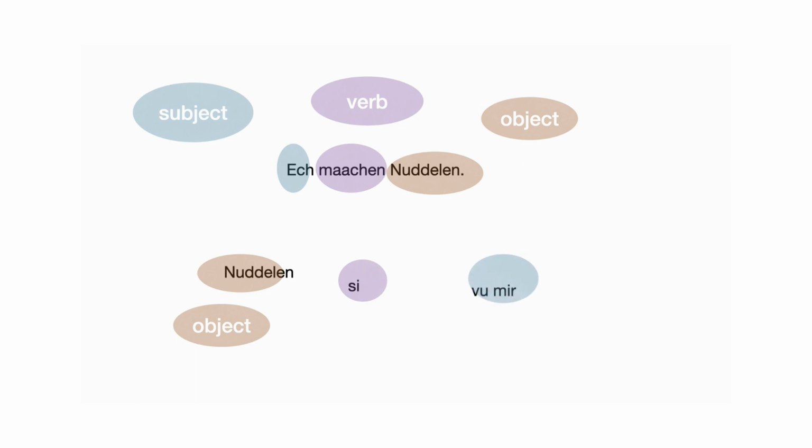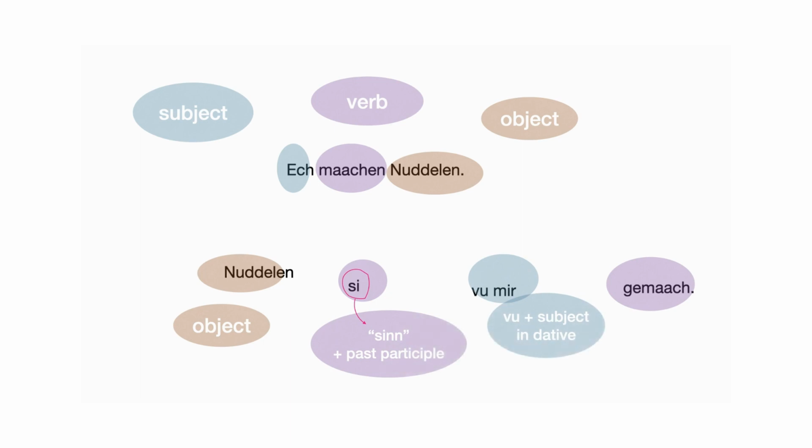Sie für mir gemacht. Sie is of course the verb sind in the present tense. Für mir is von plus subject in the dative case, that's the mir, and gemacht is the past participle of the verb machen. So you see the word order changes a little bit in Luxembourgish. We put the past participle gemacht at the end of the sentence.